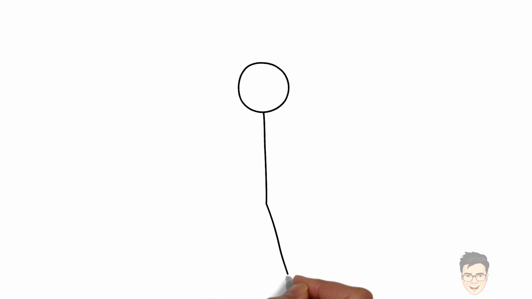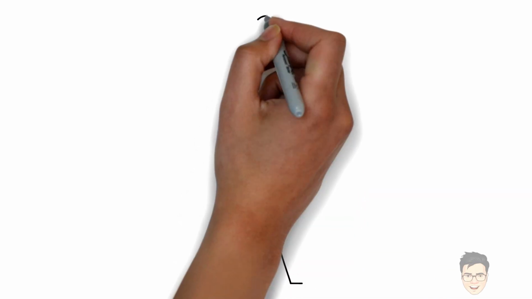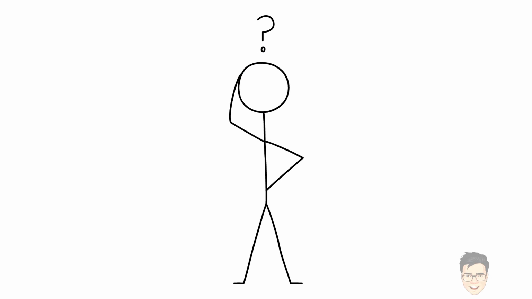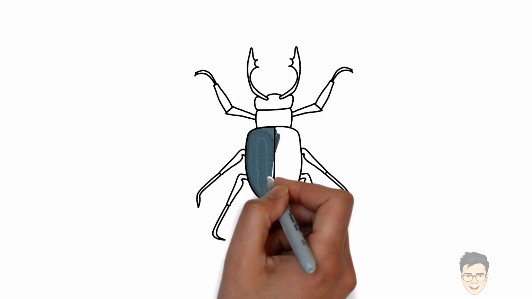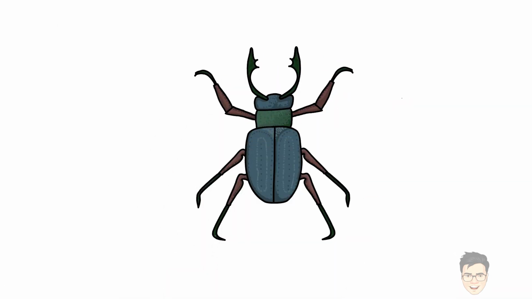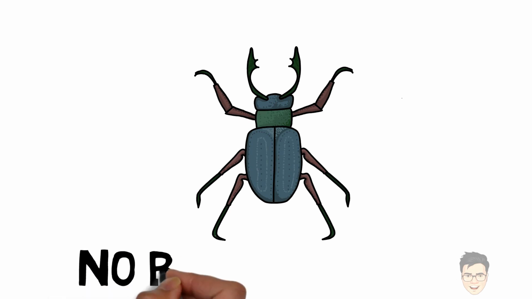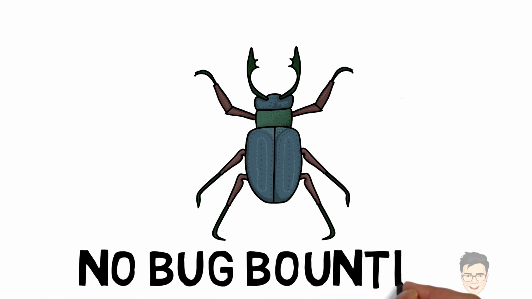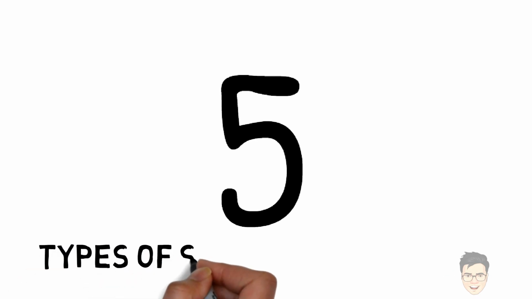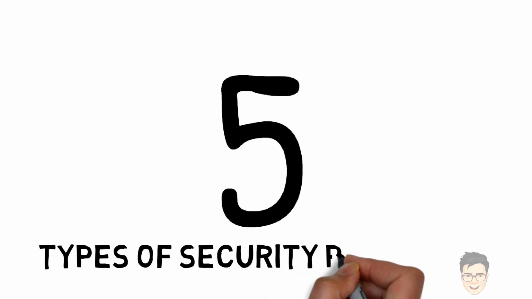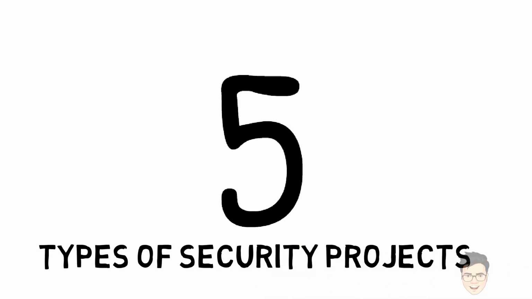If you are a security researcher, you must be wondering what to do with your spare time. Obviously, you can go hunting for bug bounties, but sometimes you want to do something different, something more creative and out of the box. So here in this video, I'm going to share with you 5 types of fantastic side projects that you can work on, which will definitely help you level up your game against your colleagues.